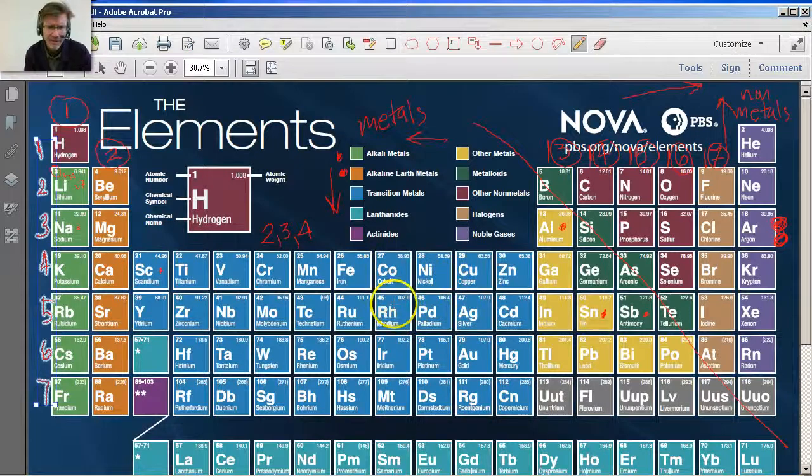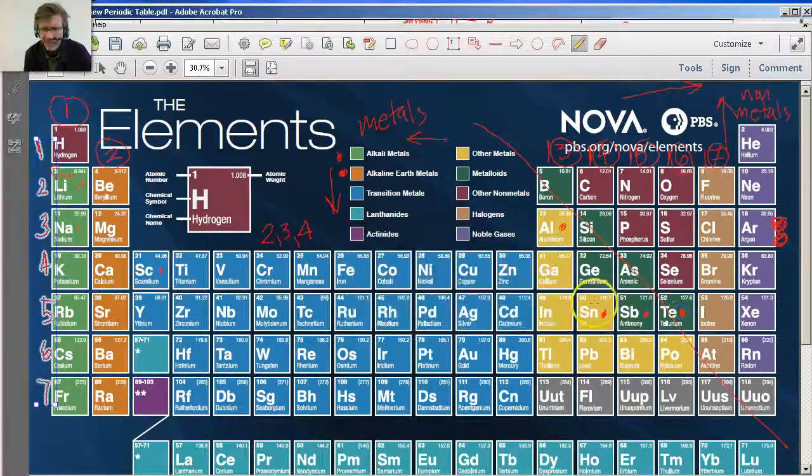Te. Next one. Tellurium. It's here. Number 52.